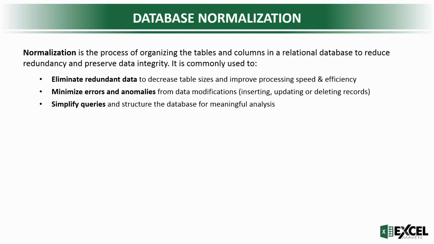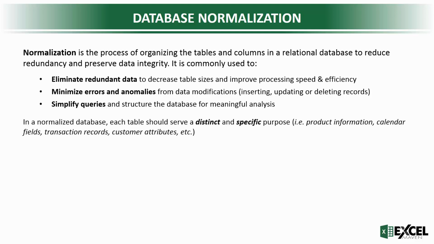My rule of thumb and my trick for remembering what normalization is all about is that in a normalized database, every single table should serve a distinct and specific purpose. So for instance, you might have one table that only gives you information about products based on a product ID. You might have a second table, which is only your date fields or your calendar. A third might just be transactional records by day, and then so on and so forth.